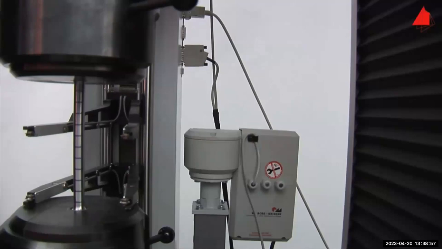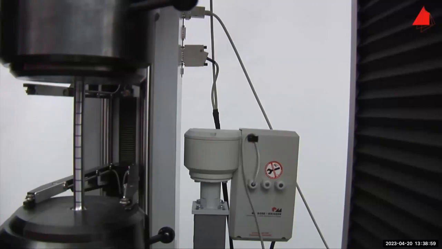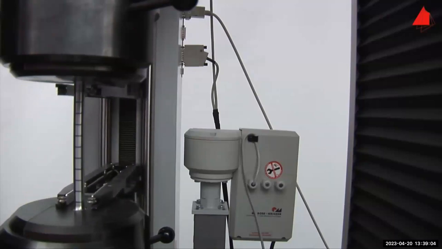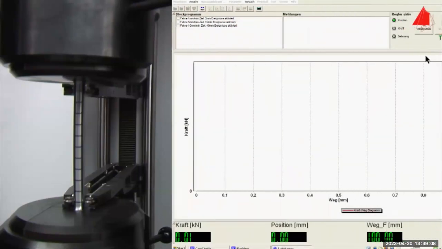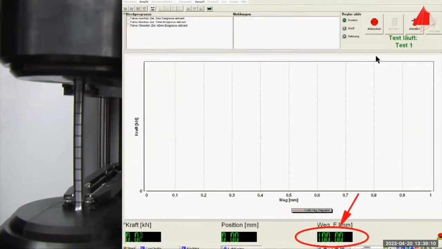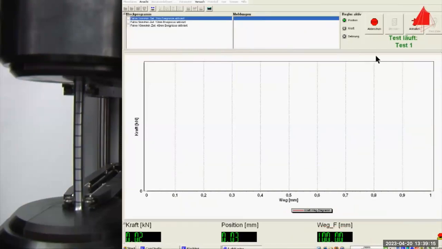The test starts and the extensometer's sensor arms are carefully pressed onto the test piece. This way, the gauge length can be measured throughout the whole tensile test. The gauge length is displayed at the bottom right-hand corner of the screen. At the beginning, it amounts to 100 millimeters.